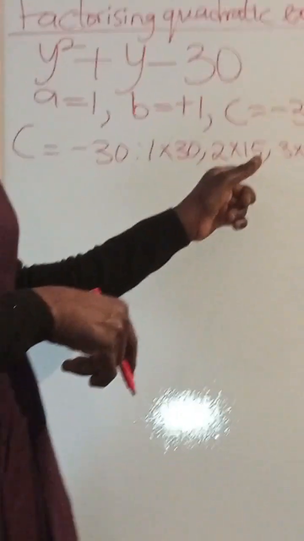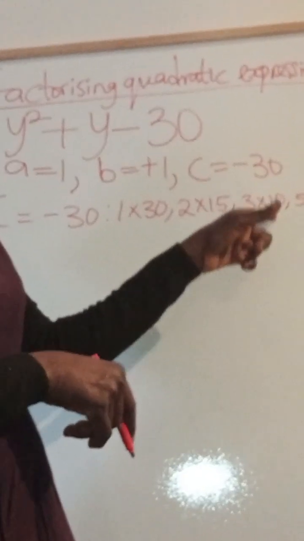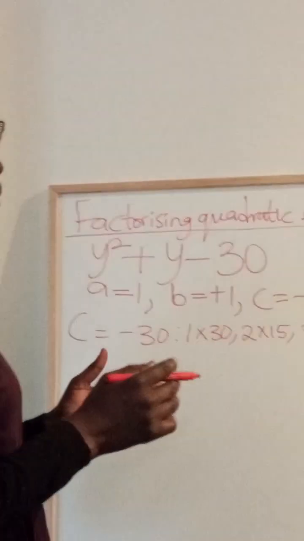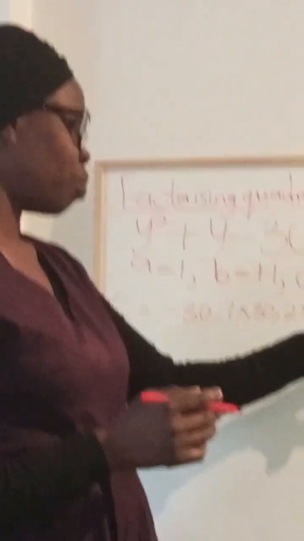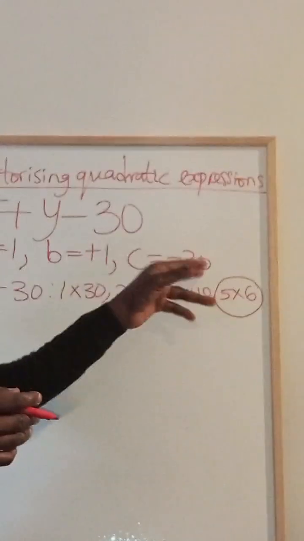2 and 15 cannot give us plus 1. 3 and 10 cannot give us plus 1. So 5 and 6 is the appropriate set here. If we take away 5 from 6, we'll get 1. And the product of 5 and 6 gives 30.